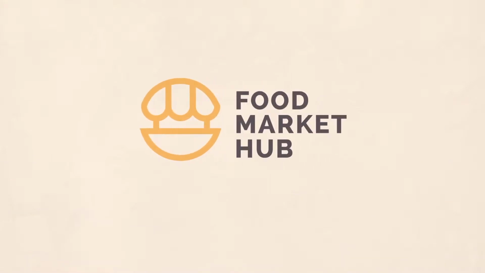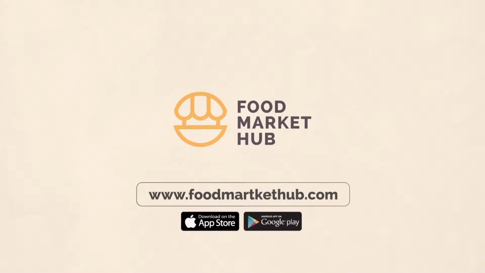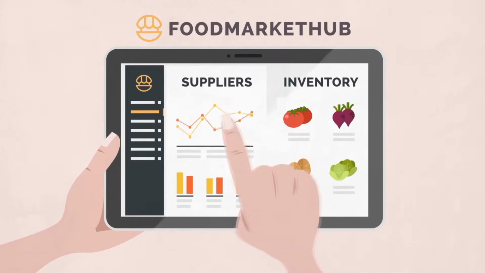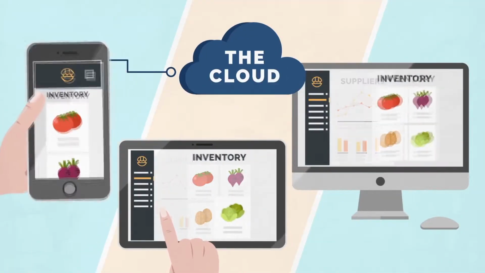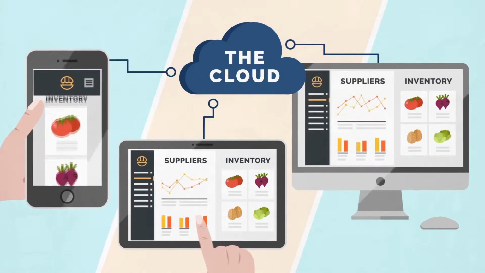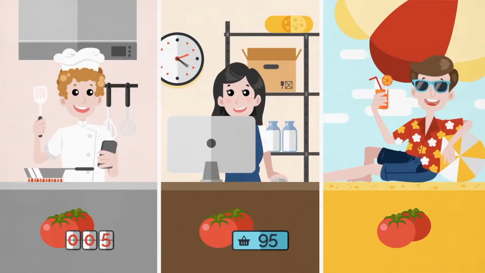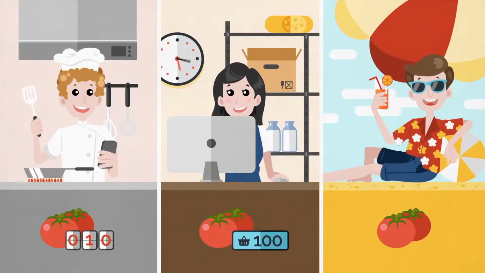Food Market Hub. Purchasing and inventory may be easy. Food Market Hub provides purchasing and inventory in the most efficient way to manage central kitchen operations. Let's take a look at the Food Market Hub solution in action for central kitchen.